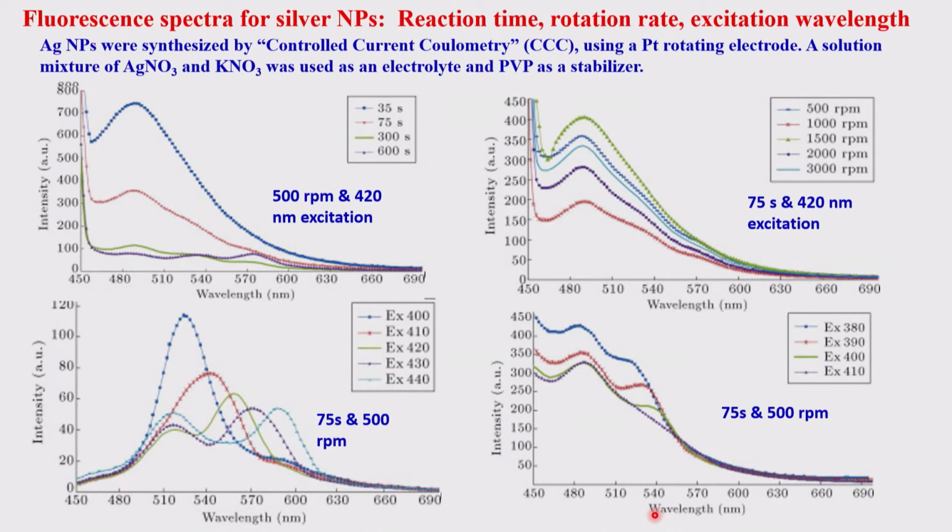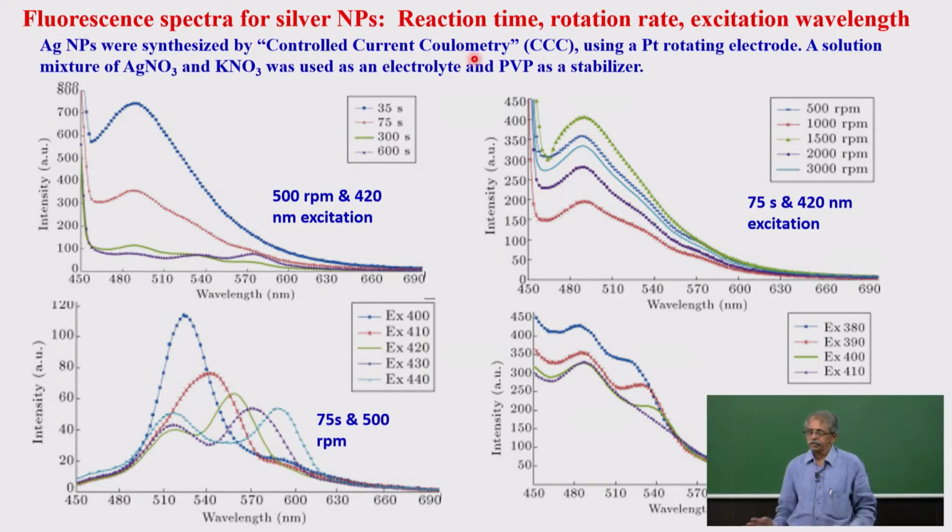So kindly have your attention on this particular slide, which is now shown for silver nanoparticles. Silver nanoparticles have been synthesized using a certain kind of method. The method here is controlled current coulometry. Do you need to know that? It is not necessary, important.